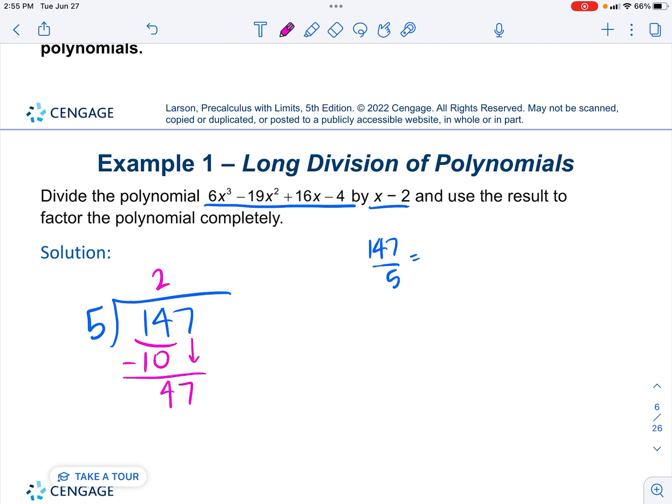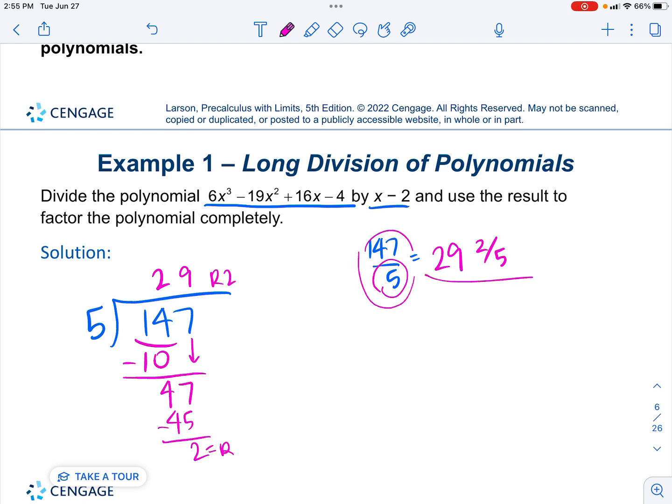How many 5s go into 47? 9. 9 times 5 is 45. And so we end up done. We have a remainder of 2. So 29 remainder 2 would be 29 and 2/5. The remainder is 2, the denominator stays 5. So you can turn an improper fraction into a mixed number using long division. That is kind of what we're going to do here.